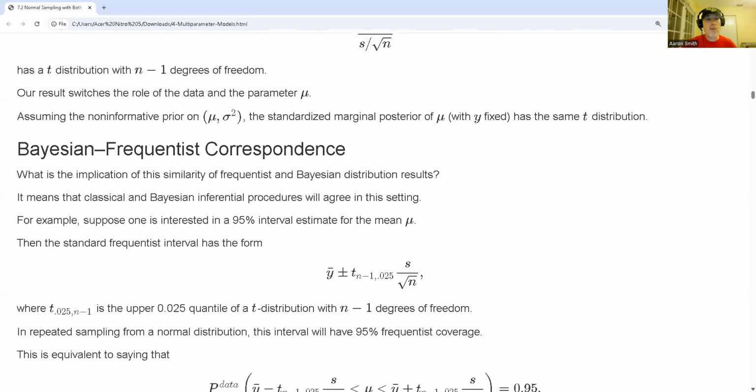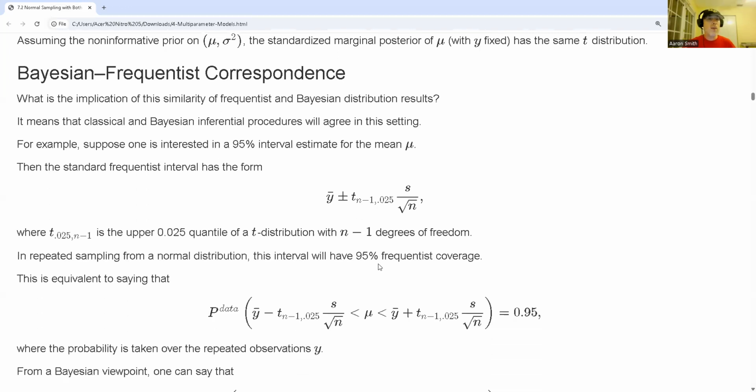All right, so let's talk about the Bayesian frequentist correspondence. What is the implication of the similarity of frequentist and Bayesian distribution results? It means that classical and Bayesian inferential procedures are agreeing in this setting. For example, suppose one is interested in a 95% interval estimate of the mean mu. Then the standard frequentist form has the standard confidence interval that we've grown to love, where t is the upper 0.025 quantile of the t distribution with n-1 degrees of freedom.